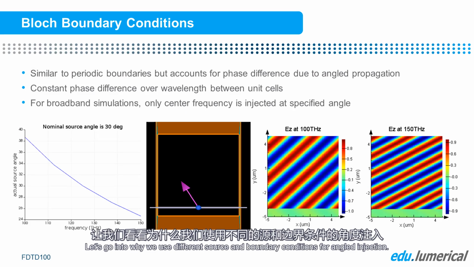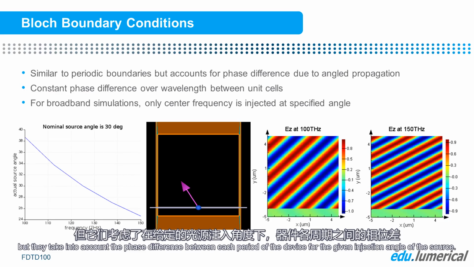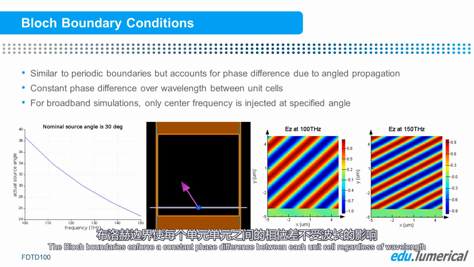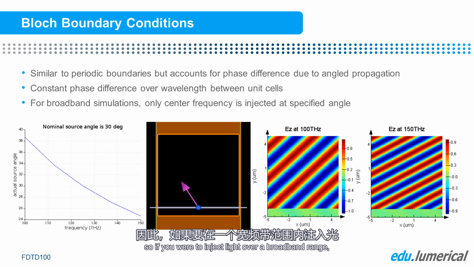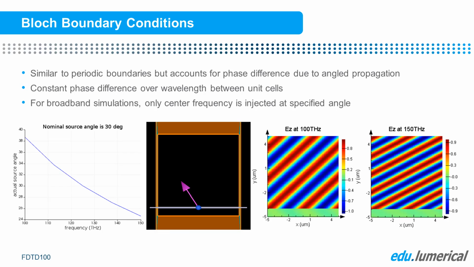Let's go into why we use different source and boundary conditions for angled injection. The Bloch boundary conditions are similar to periodic boundaries, but they take into account the phase difference between each period of the device for the given injection angle of the source. The Bloch boundaries enforce a constant phase difference between each unit cell regardless of the wavelength, so if you were to inject light over a broadband range, the angle of injection will vary as a function of wavelength in order to fulfill the phase constraint of the Bloch boundary.